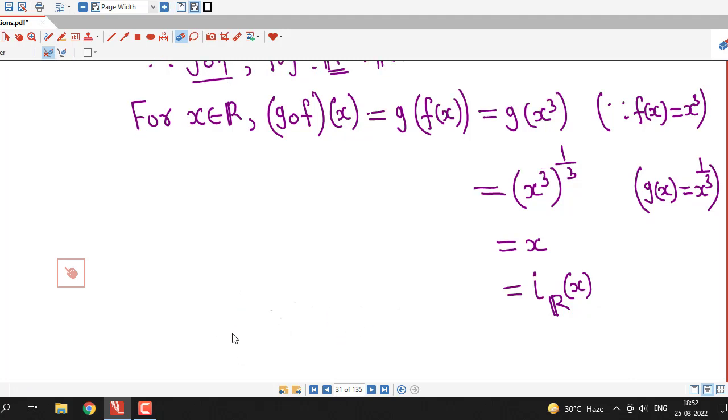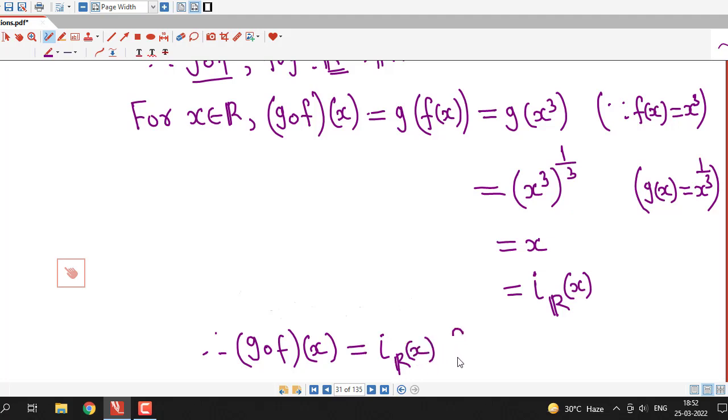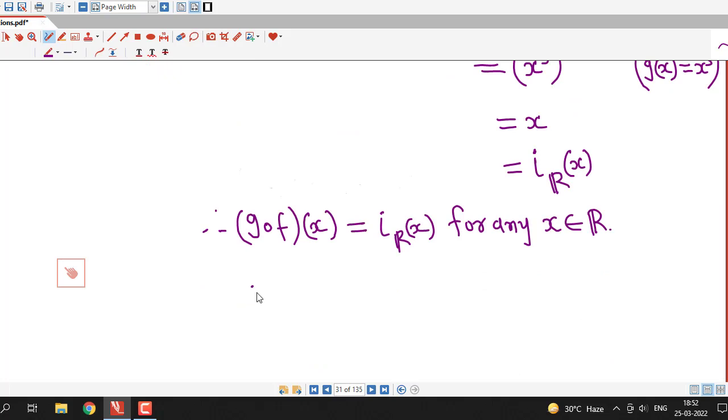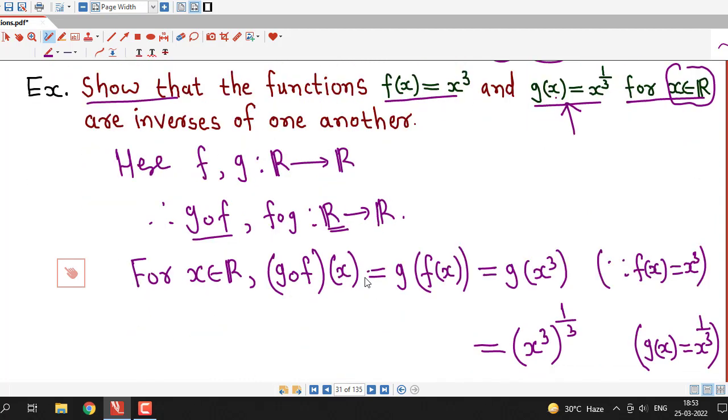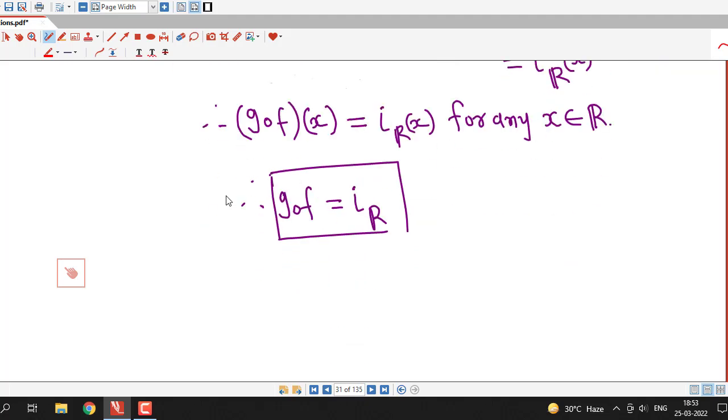What we have shown is that the value of this function gof at any point x is equal to the value of the identity function at any point x. This is true for any x in the set of real numbers. Therefore these two functions are equal: gof is equal to the identity function on the set of real numbers. Now we check another part. We find out fog and see whether we obtain the identity function or not.